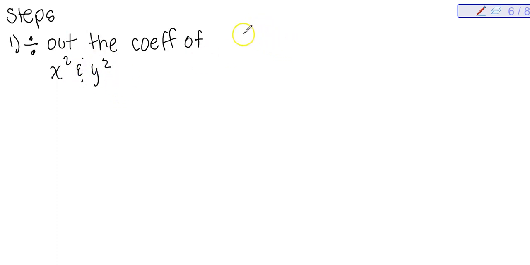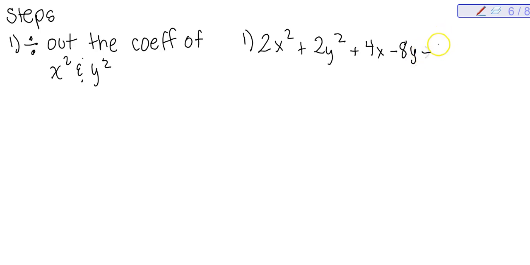So for example, if I were to give you the problem, 2x squared plus 2y squared. Do I have a circle? Yes or no? Okay. Plus 4x minus 8y minus 15 equals 0. So here I have a general form of a circle. It's not friendly at all.